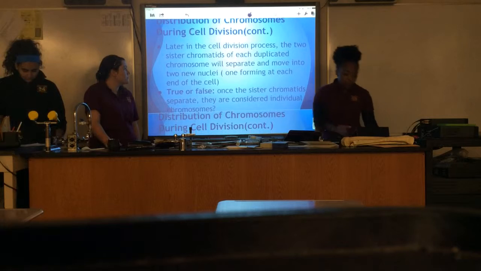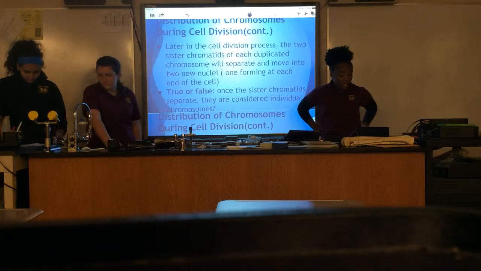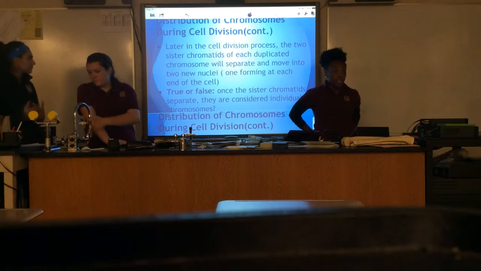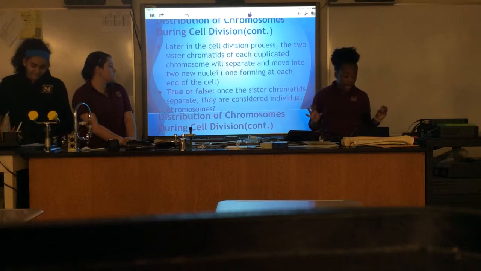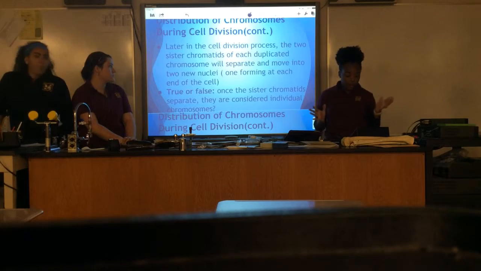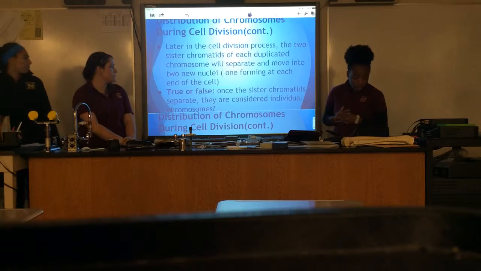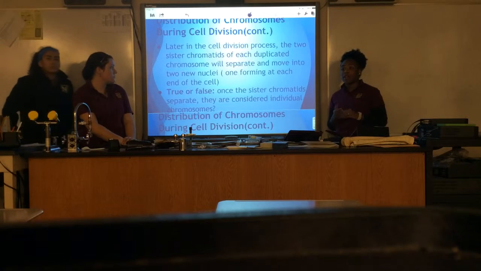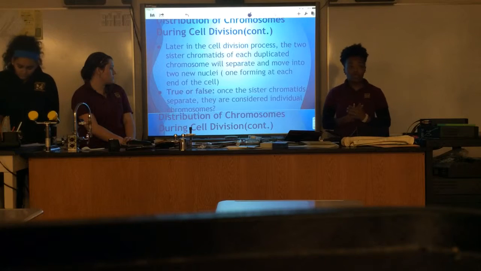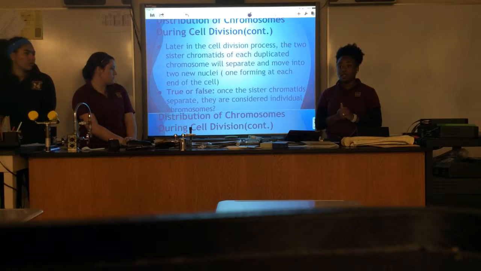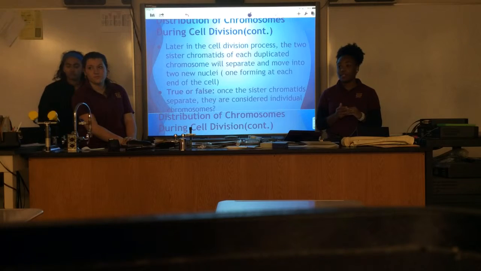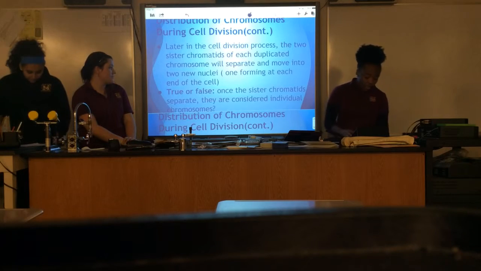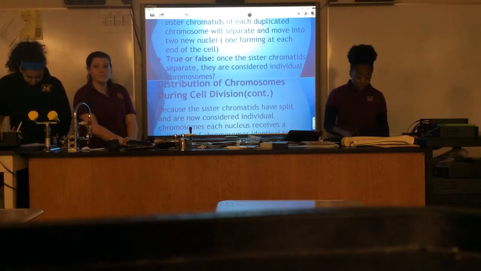Alright, so later in the cell division process, the two sister chromatids of each duplicated chromosome will separate and move into two new nuclei, forming one at each end of the cell. And true or false, the sister chromatids that have been separated are now considered individual chromosomes. John? True. Yes, once they've separated, they're each their own individual chromosome.